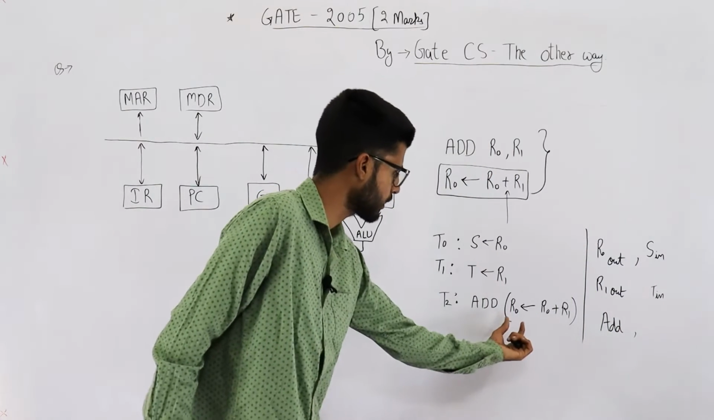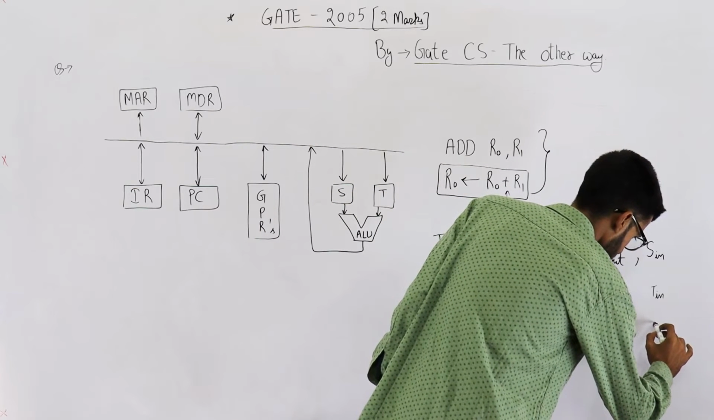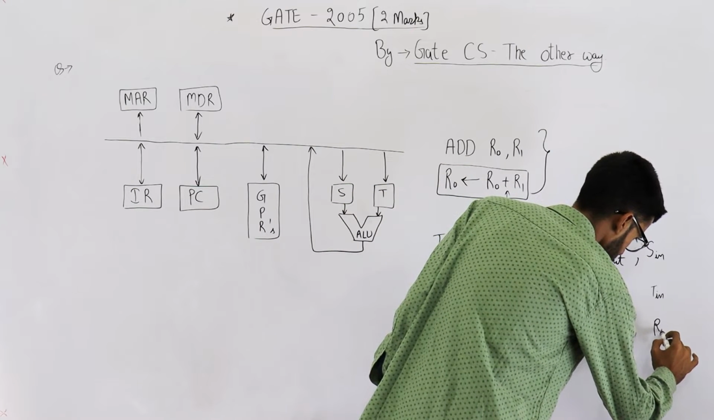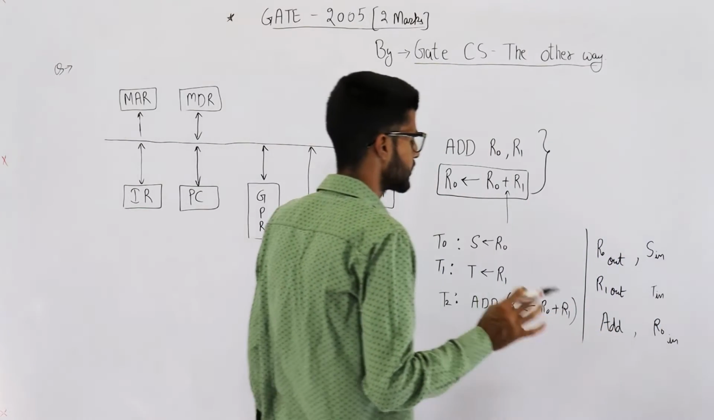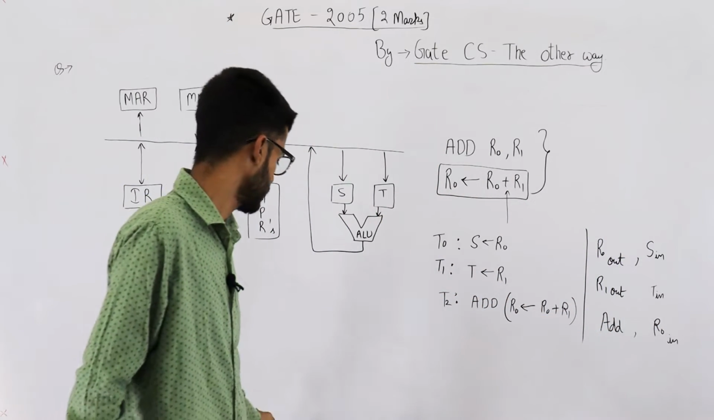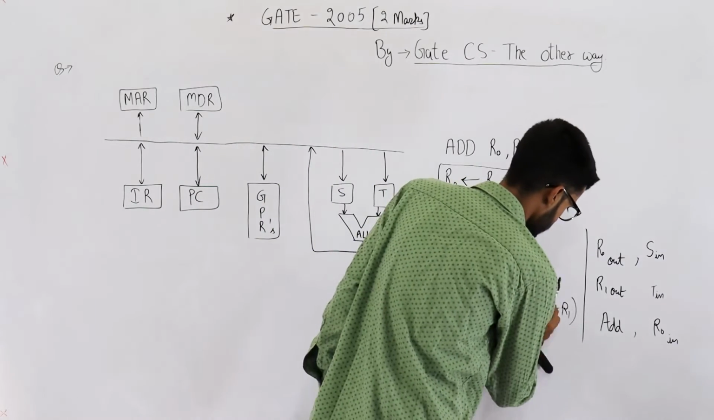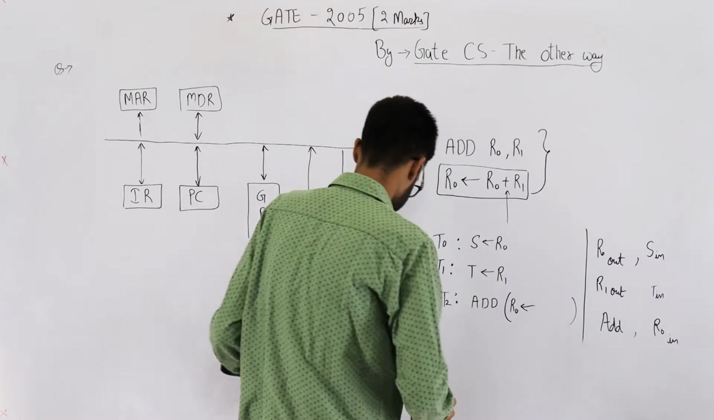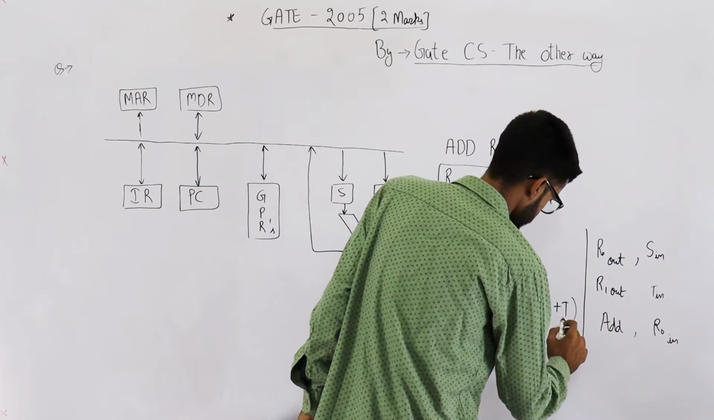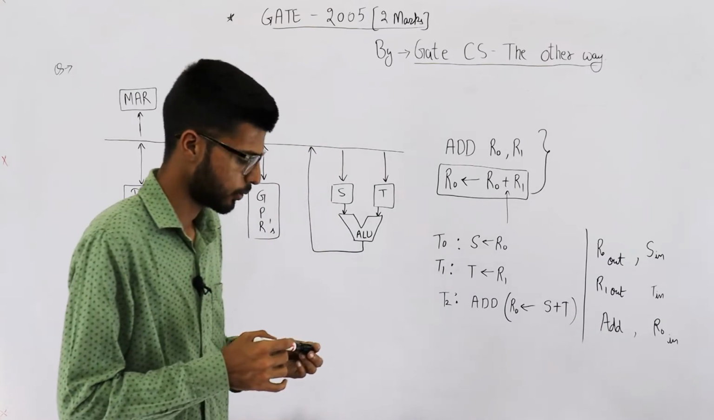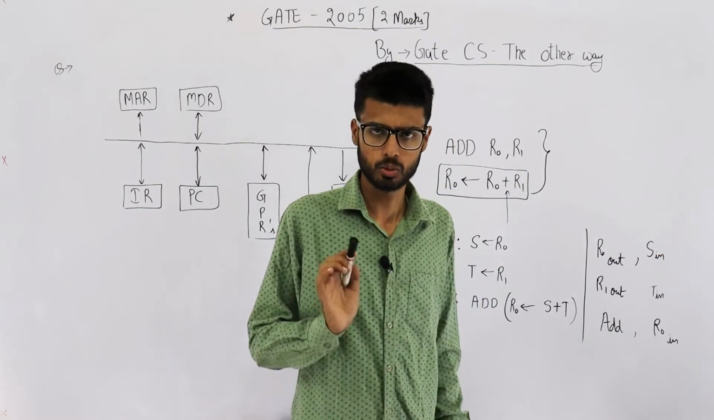And R0 here is the destination. So R0 will get an in signal. I think we must write S and T here. Yeah. Okay. So if you cannot understand this part, these are the control signals.